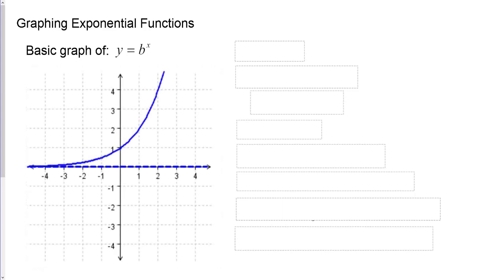The basic graph looks like this, where it has a horizontal asymptote at y equals 0, and that horizontal asymptote, it approaches as you go to negative infinity, but it never touches or crosses that asymptote. As you go to positive infinity, this function grows very rapidly. And one thing that sets it apart from other functions we've looked at is that it does not pass through the origin. All of our other functions so far pass through the origin, but this one does not. However, it does pass through a particular point at 0, 1, and we'll look at why in just a second.